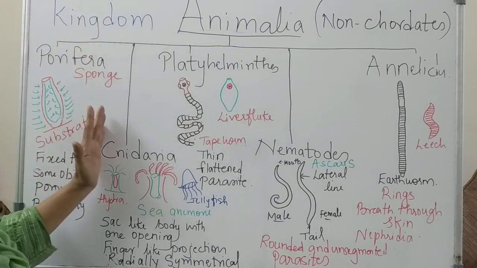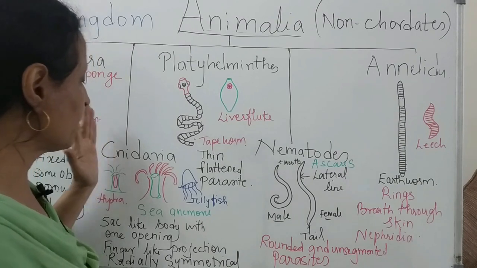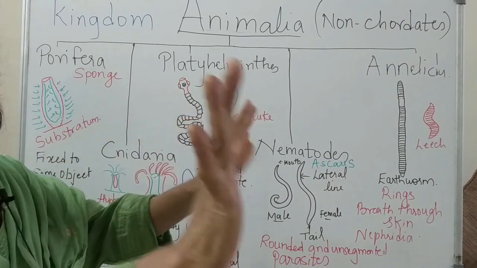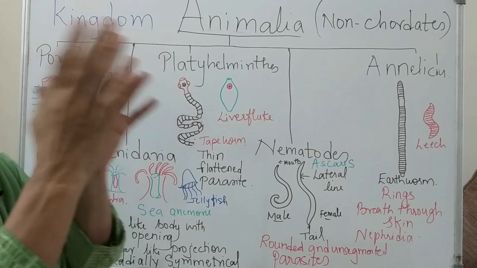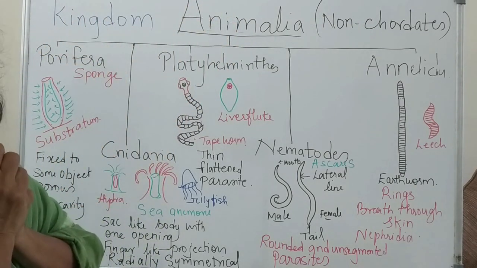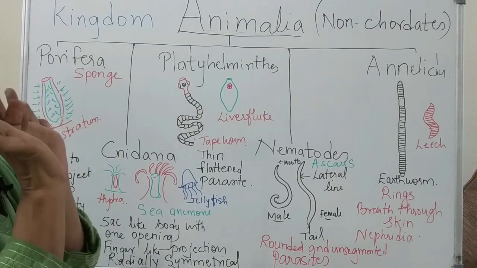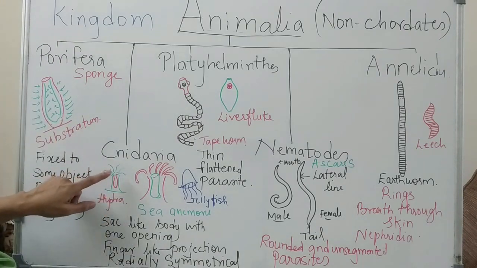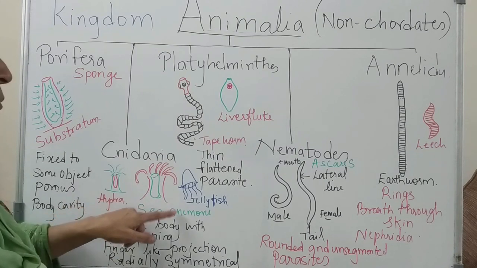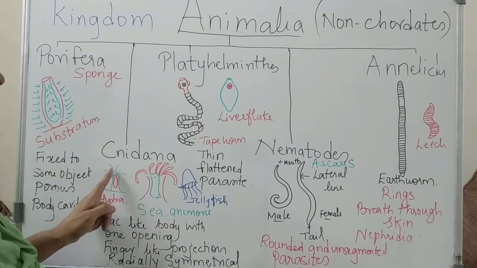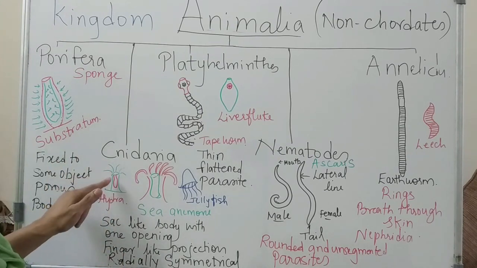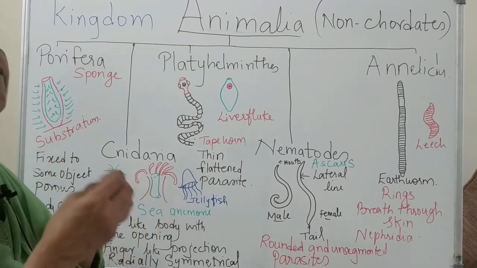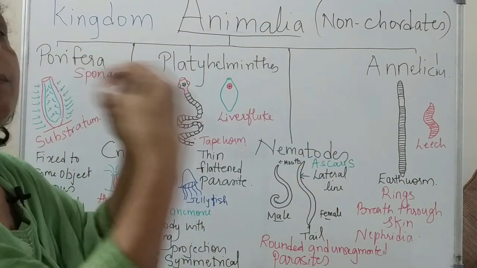Then next is Cnidaria. Now what is the character of this Cnidaria? There are tentacles present which help in offense and defense. They capture the food and if they have to protect themselves, they can do so with the help of tentacles. The examples here are hydra, sea anemone, jellyfish. These tentacles are present at the mouth and there is a cavity which is the gastrocoel. The food enters through the mouth, digestion takes place and the waste is thrown out through that same mouth cavity.